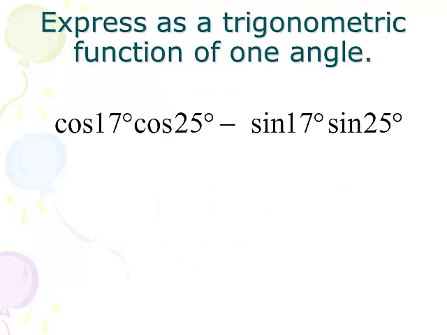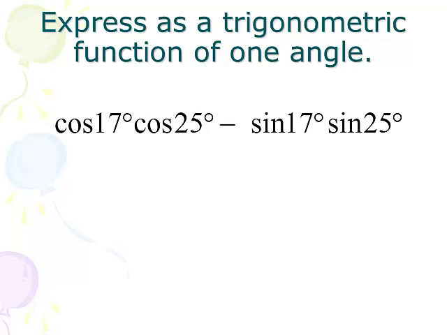And now we're going to do a couple of examples the students seem to like because it's not too difficult. But here we're going to go the opposite direction. Instead of asking you for the cosine of u plus v, we're going to say, here's the cosine of 17 degrees times the cosine of 25 degrees minus the sine of 17, sine of 25 degrees. And we want you to express this as a trigonometric function with only one angle.